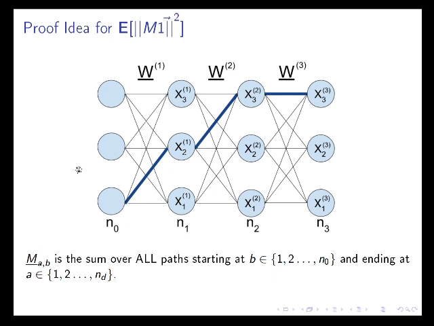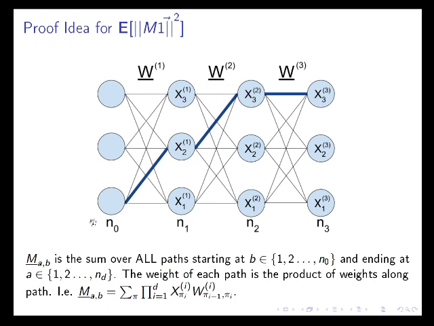And why is this useful? Because now we can start doing little pictures here. So when we compute things involving M, it's going to turn into some kind of graphical picture involving paths going through this network, and we can use our intuition about paths to make some progress.